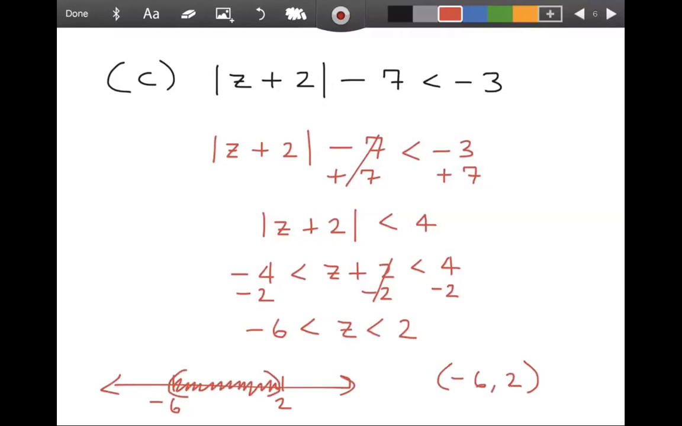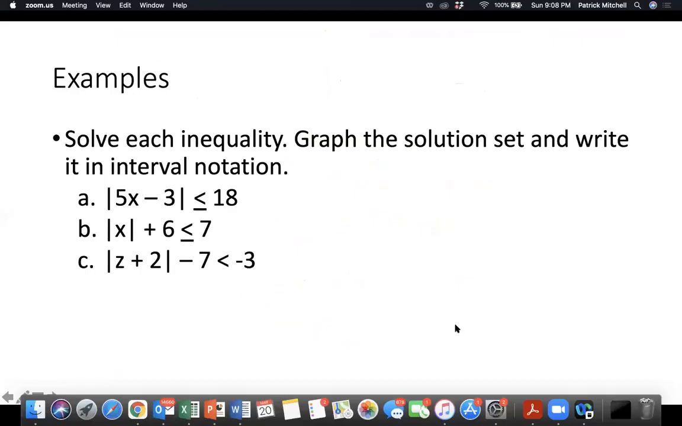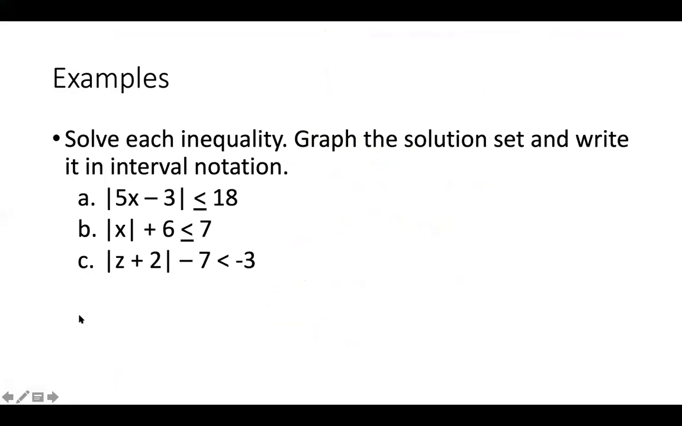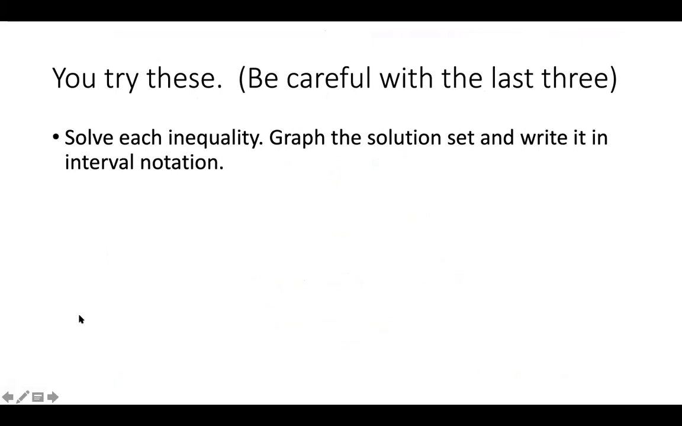All right, so now I want to give you a chance to try some of these, and to make it a little bit more challenging, I'm going to do two things. First, I'm going to mix them all together. There's going to be some house arrests, some restraining orders, and a few sort of weird situations. So notice it says be careful with the last 3.